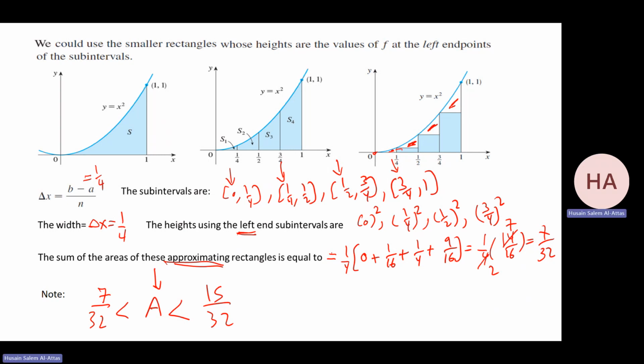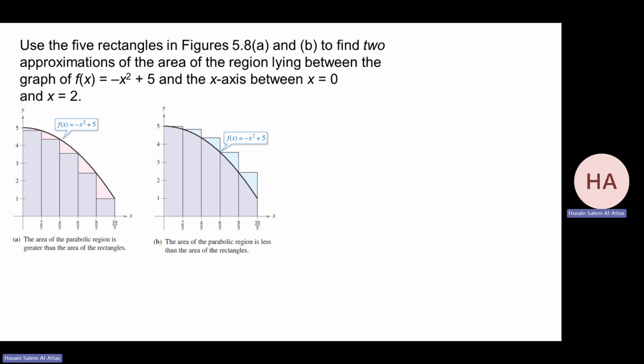Let me go to the next one. Same idea now for a different function. By the way, in this case it will be the other way around. When I use the left endpoint, I'm getting the upper sum, and using the right endpoint, I'm getting the lower sum. Okay, let us see it.